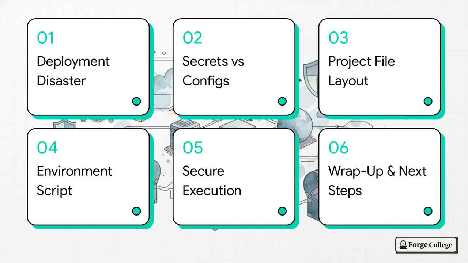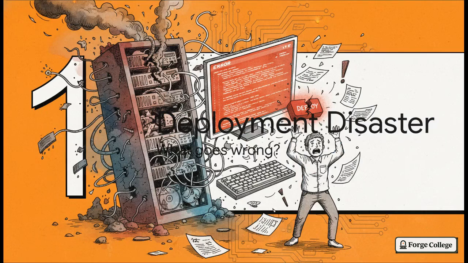So here's our game plan for today's explainer. We're going to look at the deployment disaster, separate our secrets from our configurations, map out your project file layout, build an environment-aware script, cover secure execution, and then wrap up with some next steps. Let's jump in. Section 1.